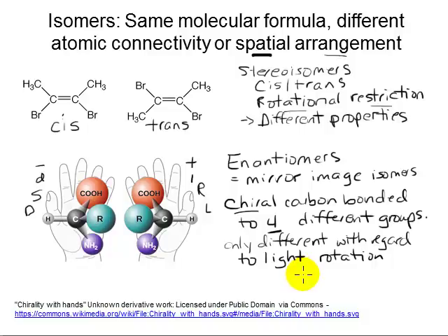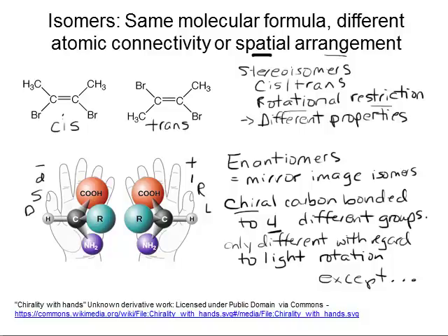Now, if enantiomers have the same physical and chemical properties, except for rotation of polarized light, why are we spending so much of our time talking about them? Well, because biologically speaking, enantiomers are completely different molecules and cannot substitute for one another in terms of their molecular interactions and reactions.